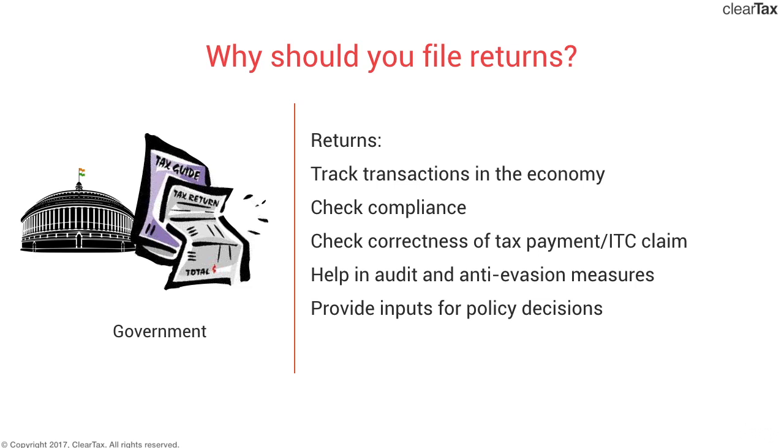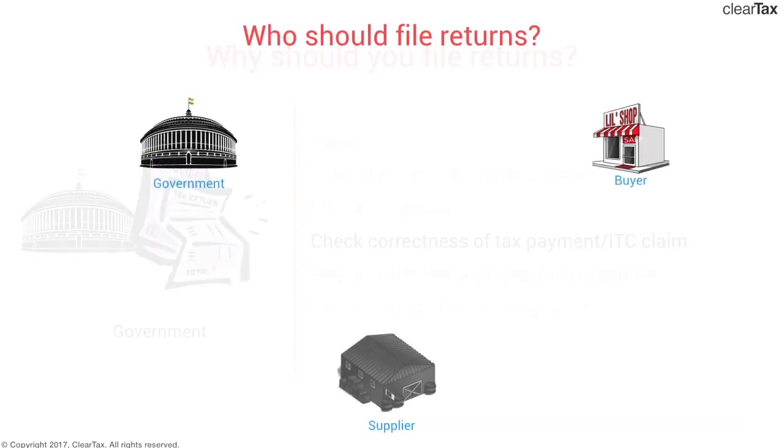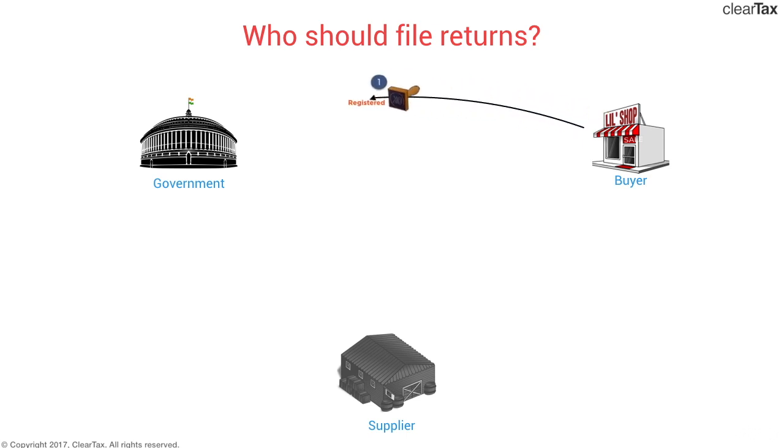There is one major advantage that I want to highlight to you, which will form the basis of understanding the base principle of having these returns and how they work. That's the check correctness of tax payment or input tax credit. How does the government do that? Now, here's an overview of the entire tax flow. You have the government, the supplier, and the buyer, three parties involved in the transaction. The supplier and the buyer are registered taxpayers, of course, because unregistered payers need not file return.